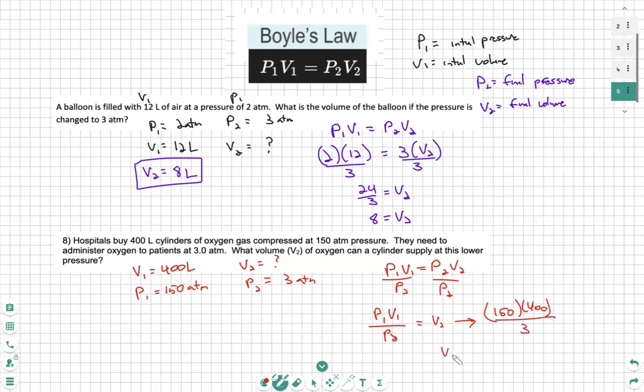We're going to plug that into a calculator: 150 times 400 divided by 3. And we see that we have a new volume of 20,000 liters.